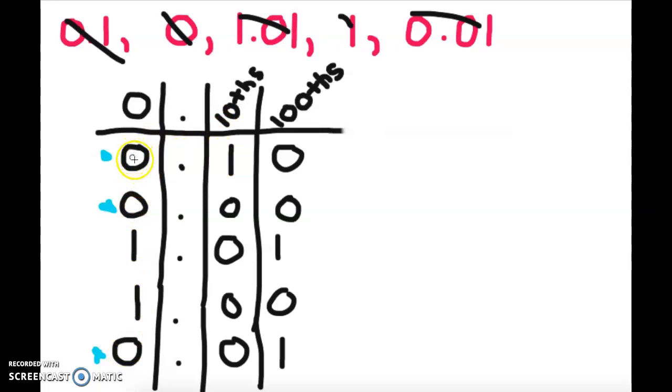So I go to the tenths place. With these 3 numbers, I see a 1, a 0, and a 0. For these 2 that have the 0 in the tenths place, we're going to move again to the right, and we see a 0 and a 1. To find which one is least, we look at that final place value, which is the hundredths place, and we see that 0 is less than 1. So this number is going to be our least number out of all of those. So that's 0.00.